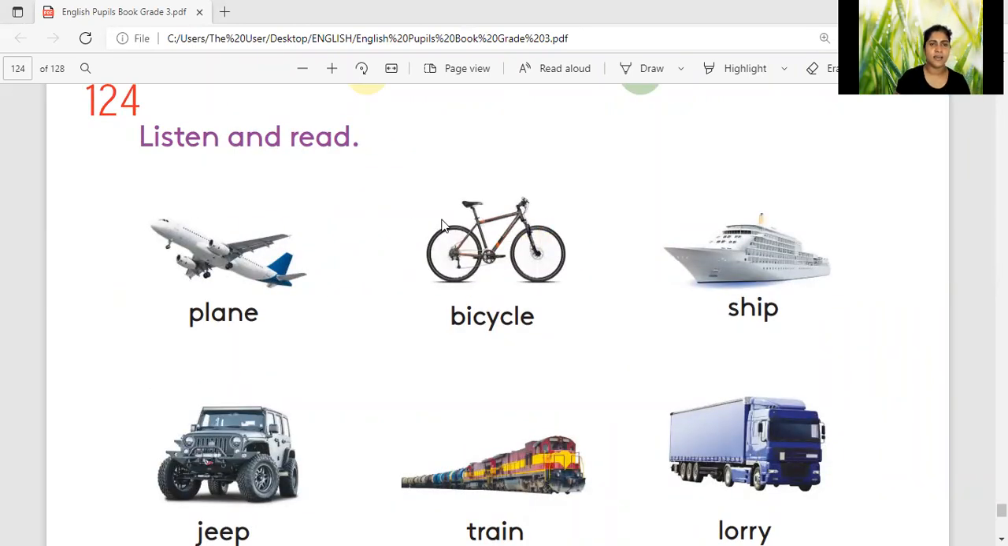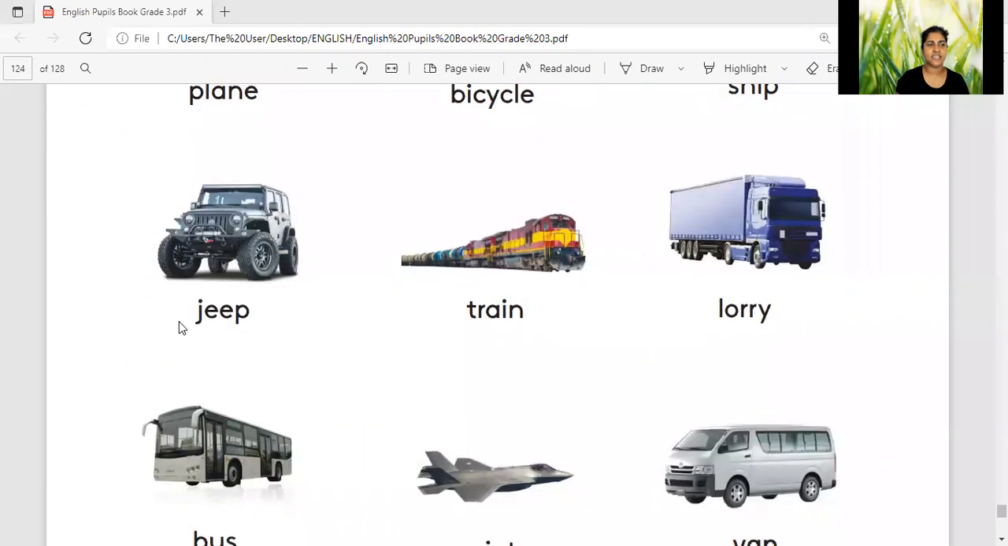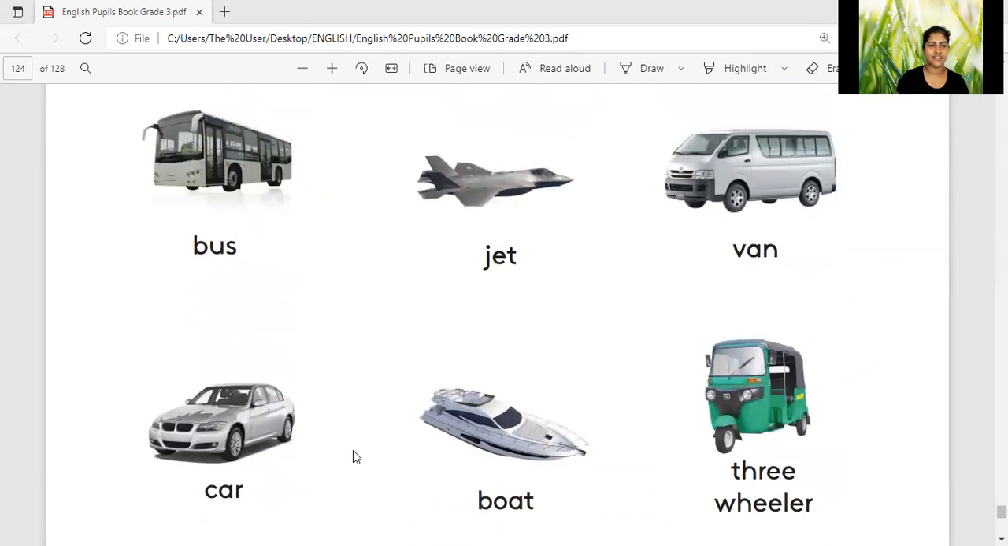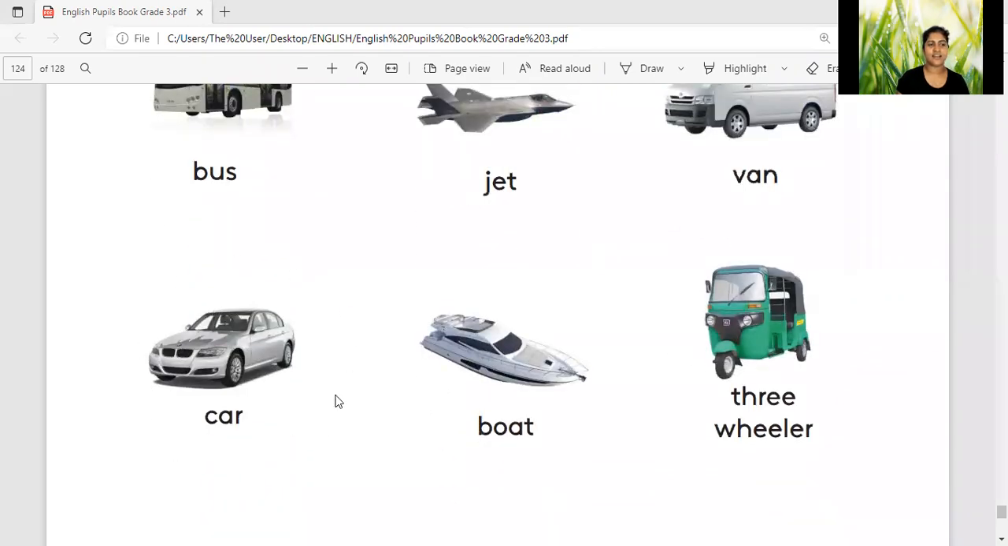Plane, bicycle, ship, jeep, train, lorry, bus, jet, van, car, boat. Last one is three-wheeler.